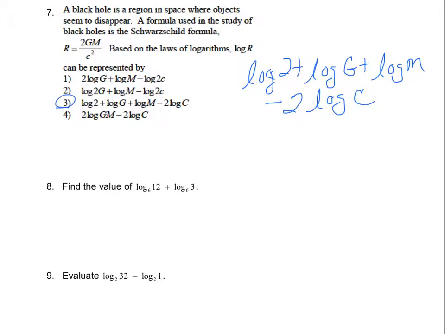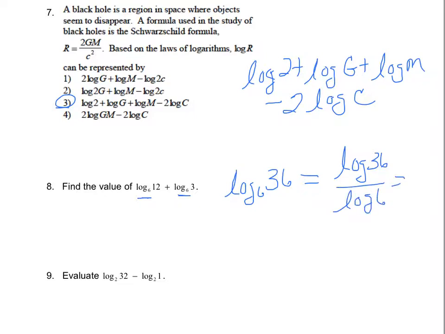All right, number 8, find the value of the following. Well, I have common bases, so I can use the properties. Addition means multiplication. So it's going to be log 6 of 36. I don't have an answer, so I'm going to do change of base. Log of 36 divided by log of 6. Let's put that in the calculator and see what we end up with. You're correct. It's 2.